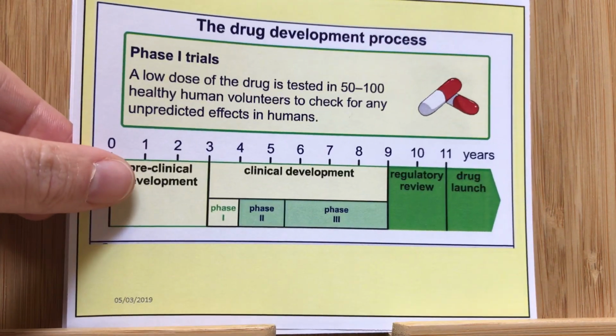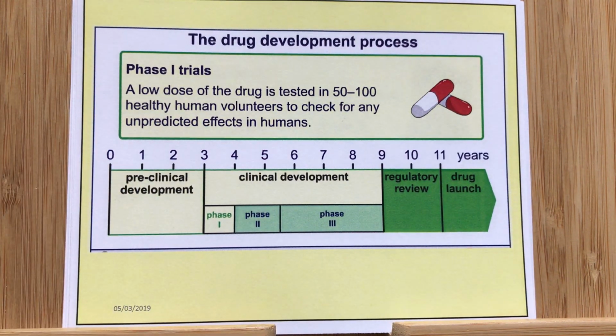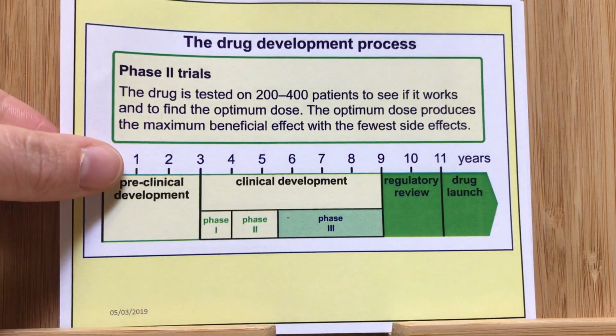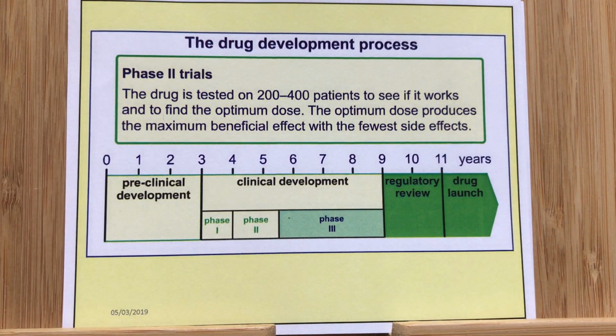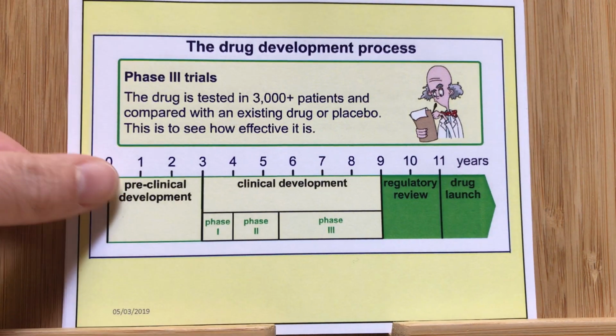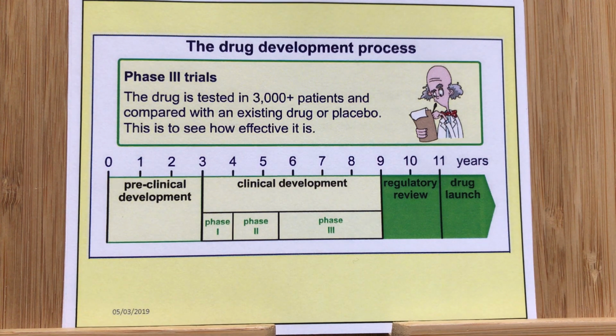We've got a low dose of the drug tested on healthy volunteers to look at those safety and side effect issues. Then we've got phase 2, tested on patients to see the optimum dose, the amount of the dose that's needed with the fewest side effects to get the most beneficial effect. And then we've got phase 3 of the clinical process, which is testing on large numbers of people using the drug and the placebo to do that comparison. How effective is this drug?